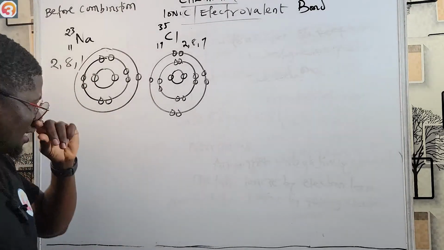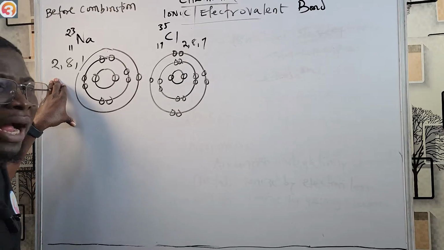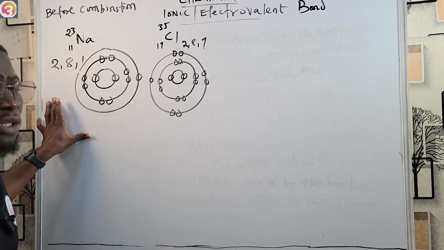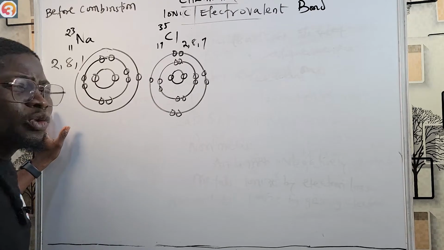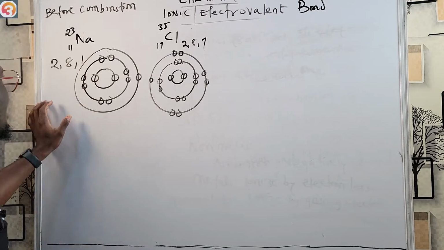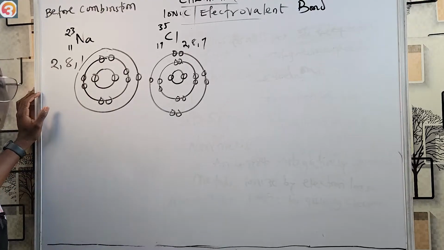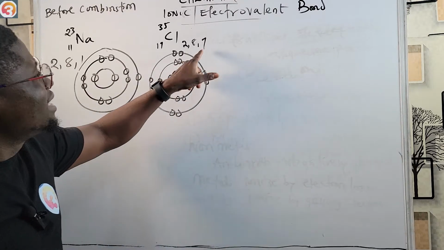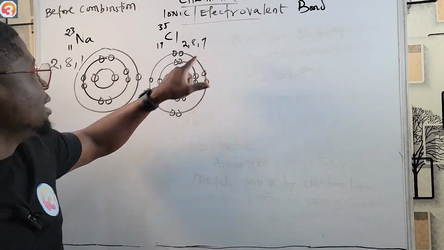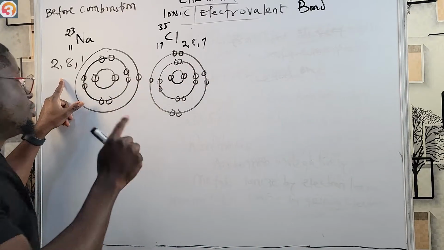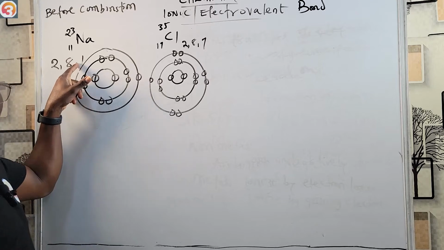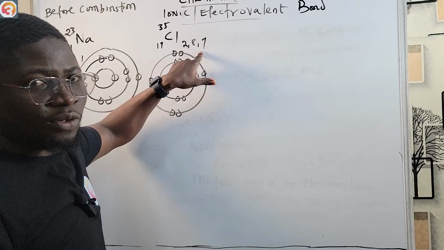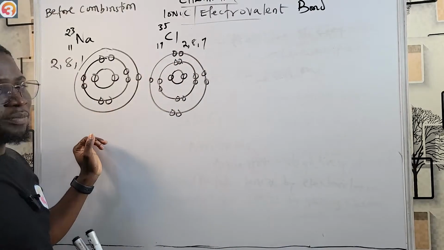So you can see very well that sodium wants to attain the stable octet structure. It wants to be stable, but it has one electron in its outer shell. Chlorine has 7 electrons in its outer shell. Sodium needs 7 electrons to make it 2, 8, 8, but chlorine needs just one to make it 2, 8, 8. You get? So they can help each other, right?